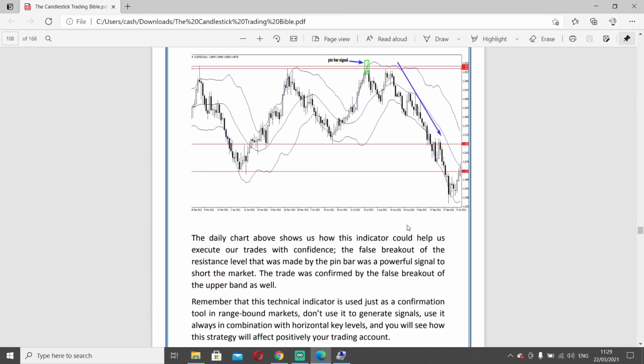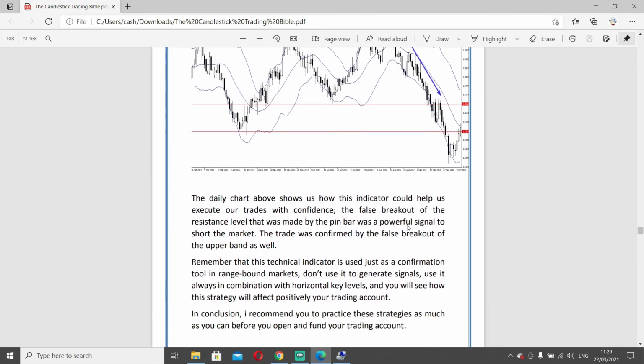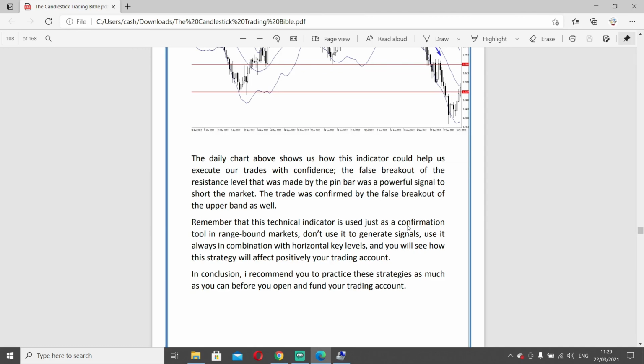So the daily chart above shows us how the indicator could help us execute our trades with confidence. The false breakout of the resistance level that was made by the pin bar is a powerful signal to short the market. The trade was confirmed by the false breakout of the upper band as well. Remember that this technical indicator is used just as a confirmation tool in range-bound markets. Don't use it to generate signals. Use it always in combination with the horizontal key levels, and you'll see how the strategy will affect your trading account positively.